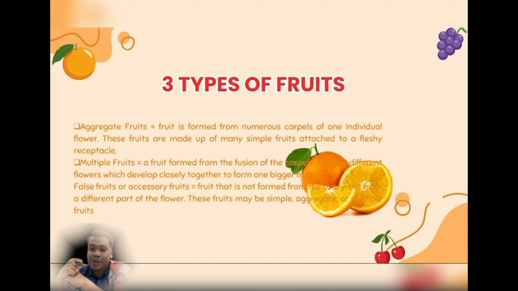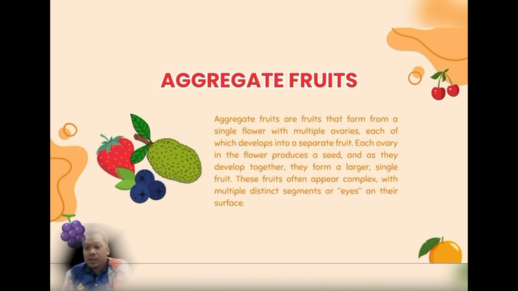First, aggregate fruits. Second, multiple fruits. And the last, accessory fruit. Okay, aggregate fruits form from a single flower with multiple ovaries, each of which develops into a separate fruit. Each ovary in the flower produces seeds, and as they develop together, they form a large single fruit. This fruit often appears complex, with multiple distinct segments or eyes on its surface.